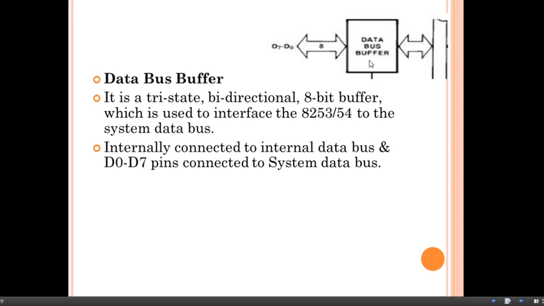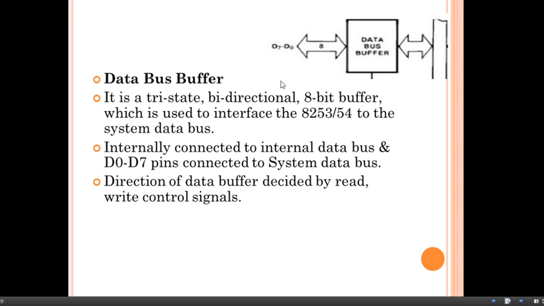So this data bus buffer is internally connected to the internal data bus, as I have already explained, and the D0 to D7 pins are connected to the system data bus. The direction of this data buffer is decided by the read-write control signal. As we have seen here, this signal we are getting from the read-write control block, or control read-write logic. From that read-write logic we are getting the signal to this data bus buffer, and based on that the direction is decided. That means whether 8254 to 8086 or from 8086 to 8254.